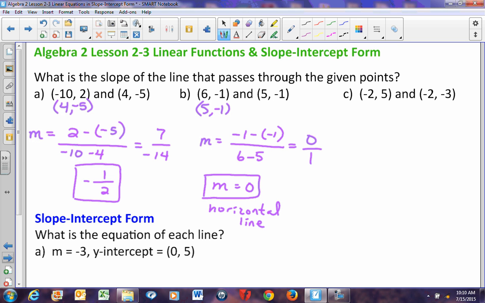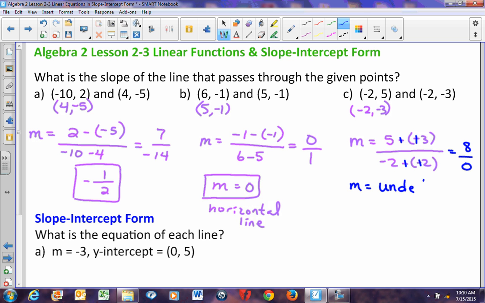This last pair of points here, negative 2, 5, and negative 2, negative 3, if we were to do the slope here, change in y, 5 minus negative 3, or 5 plus 3, over negative 2 minus negative 2. So if we keep change, this becomes a plus, this becomes a plus. 5 plus 3 equals 8. Negative 2 plus 2 is 0. A 0 in the denominator is undefined, which means our slope is also undefined, because dividing by 0 is undefined. Anytime a line has an undefined slope, it is a vertical line.